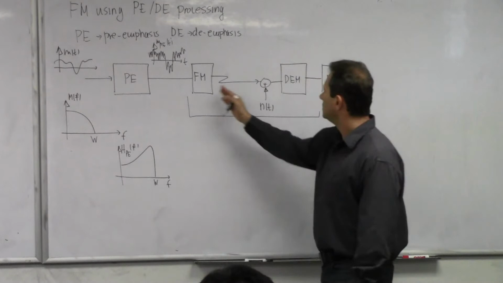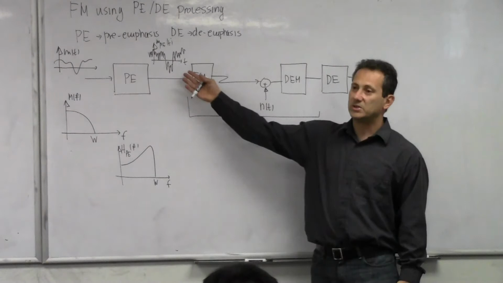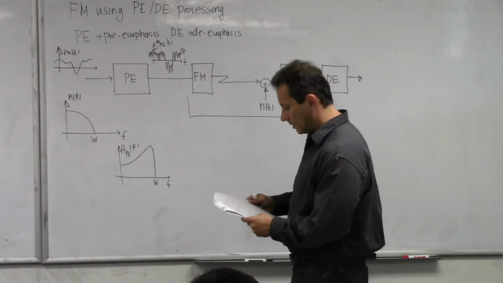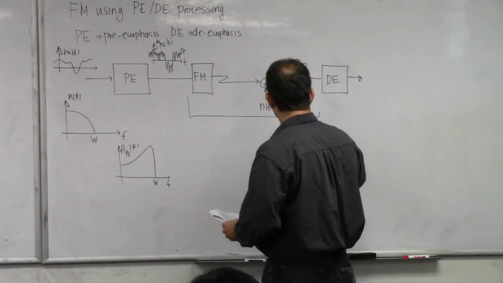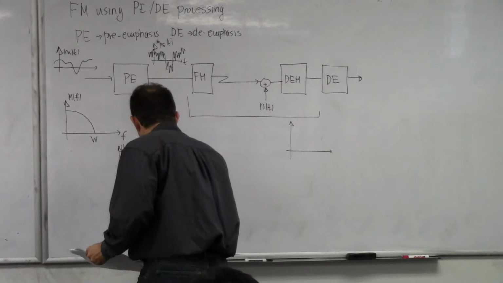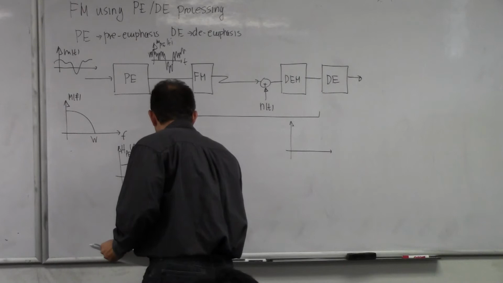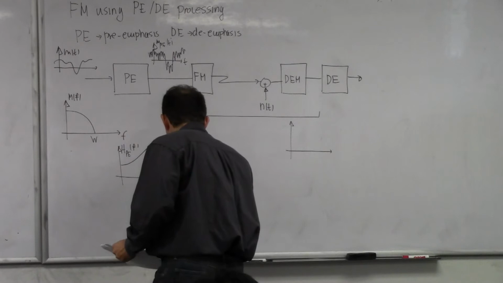Now, between here and here, the task of these two blocks is to recover the signal as it has been sent, right? So if you now look at what happens here, after a demodulator, you get your signal back. Let me just put a block diagram here. This is my M pre-emphasized of f. So now my signal looks like this, right? Why? Because this whole portion here is amplified.